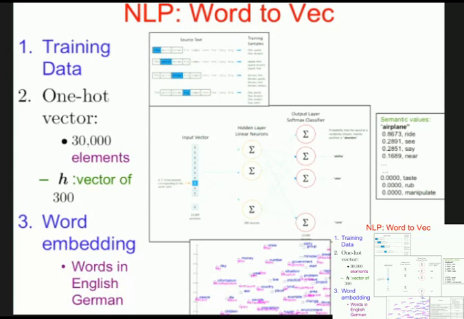And these two tables are also worth looking at. It says the word airplane maps to ride, see, say, near, and with these kinds of probabilities, and some other irrelevant words with zeros. So this is the kind of thing that airplane is associated with ride, airplane is associated with see, and so on. So this kind of thing it learns in this process.